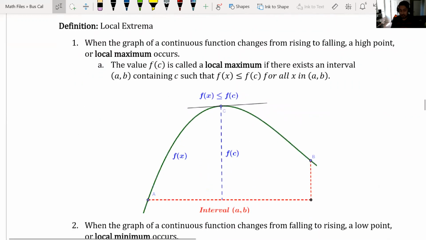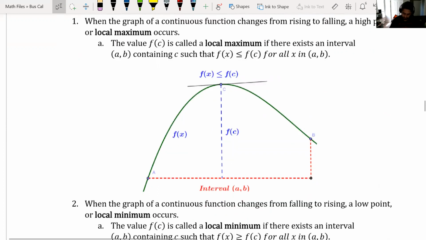And now we get into the definition of local extrema. Extrema is just a fancy word for maximums and minimums. So if you see the word extrema, this means look for a max, look for a min. The first definition is looking for a local maximum. This means that your graph must go from rising to falling as shown below.